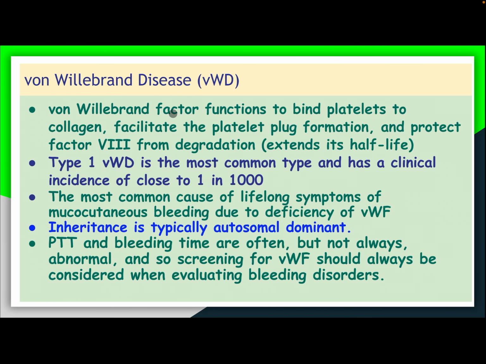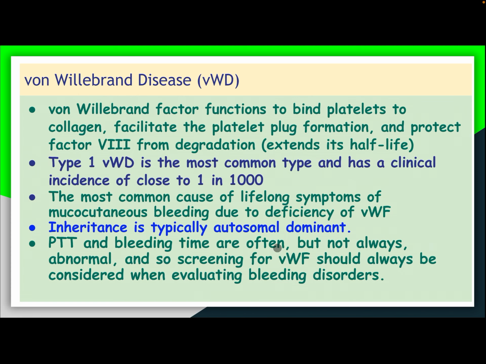Von Willebrand disease. Von Willebrand factor functions to bind platelets to collagen, facilitate platelet plug formation, and protect factor 8 from degradation, extending its half-life. Type 1 von Willebrand disease is the most common type and has a clinical incidence of 1 in 1,000. It is the most common cause of lifelong symptoms of mucocutaneous bleeding due to deficiency of von Willebrand factor. Inheritance is typically autosomal dominant.